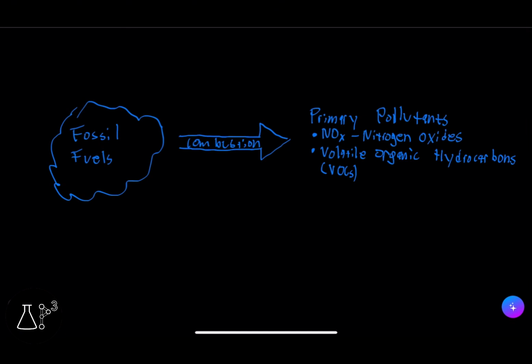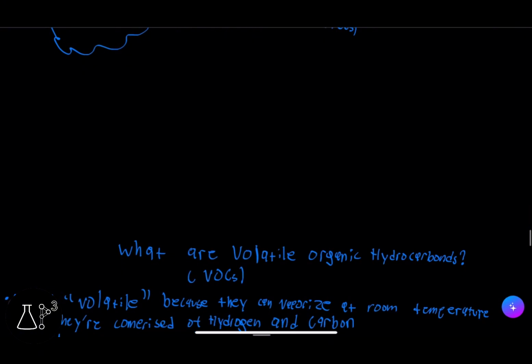Some examples of primary pollutants are NOx, or nitrogen oxides, and volatile organic compounds, or VOCs. We're going to call them VOCs because it's better to use the abbreviation than the huge wording, and they more than likely will use the abbreviation rather than the full name. So again, primary pollutants come from a fossil fuel during combustion, and they just go into the atmosphere.